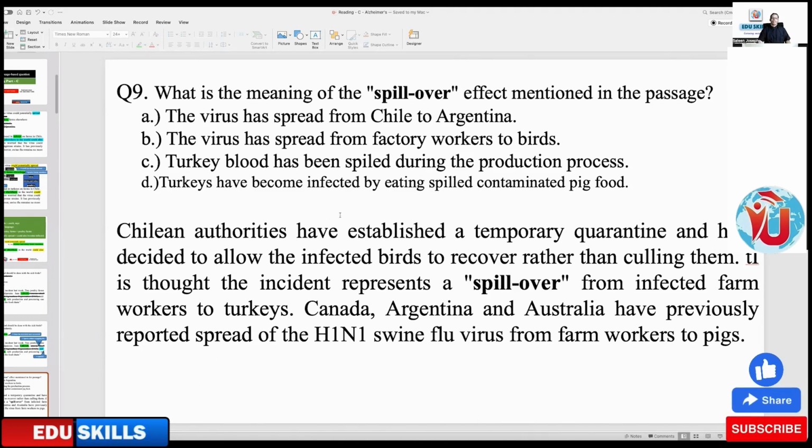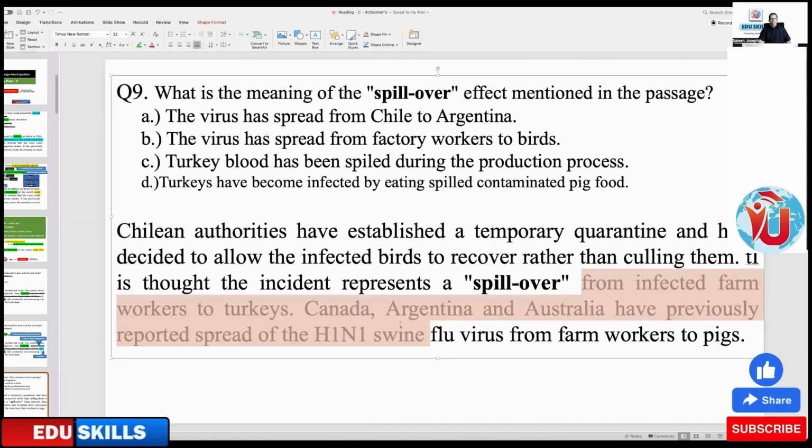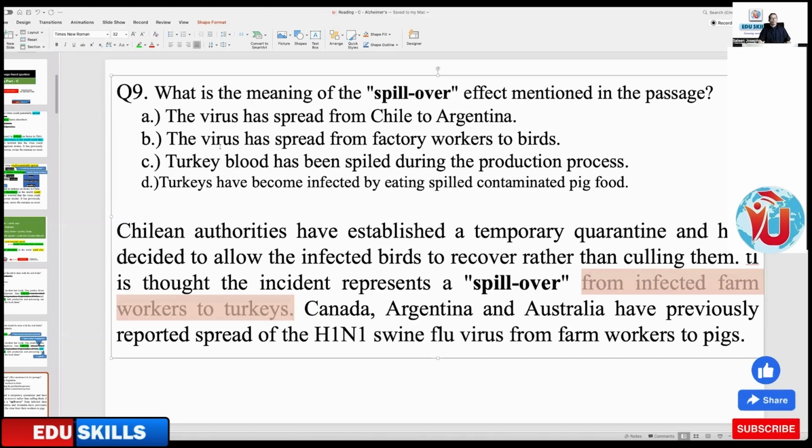Okay, now this is a lexical question, because spillover is highlighted. Normally it is highlighted in the text and the question stem. So immediately you have to go to the highlighted portion of the word. Now from there, what is given? What is given soon after the highlighted word is very, very important. So what is the option?